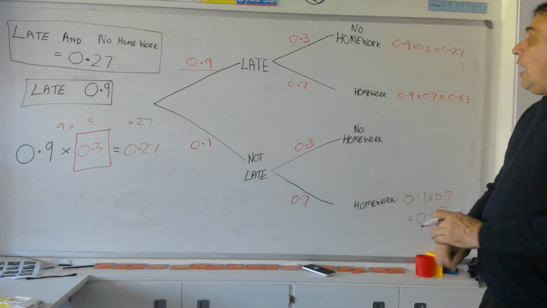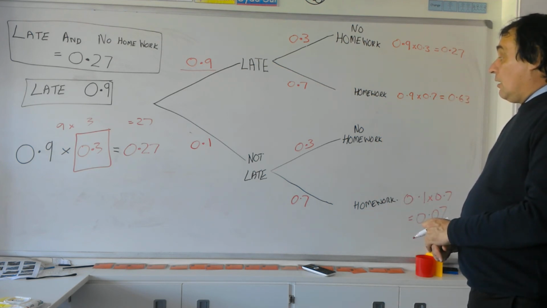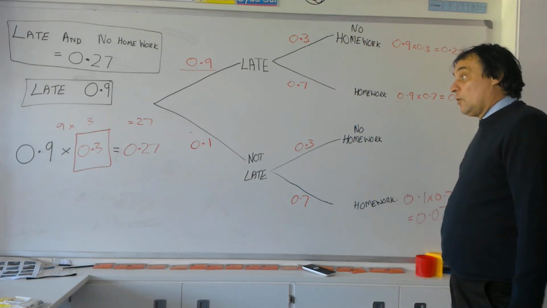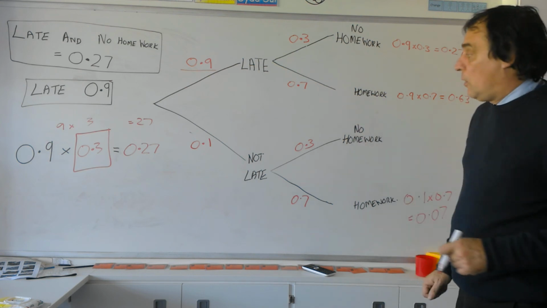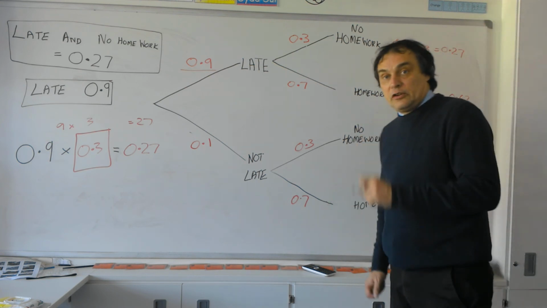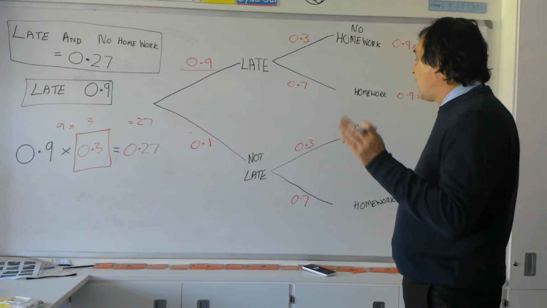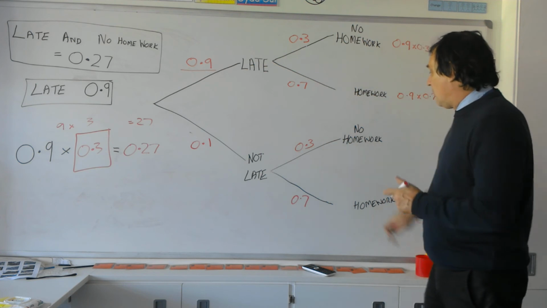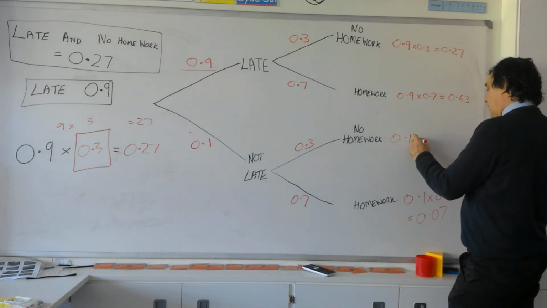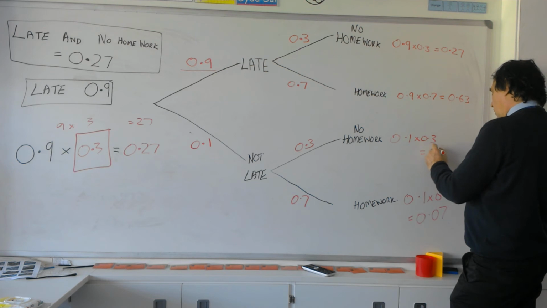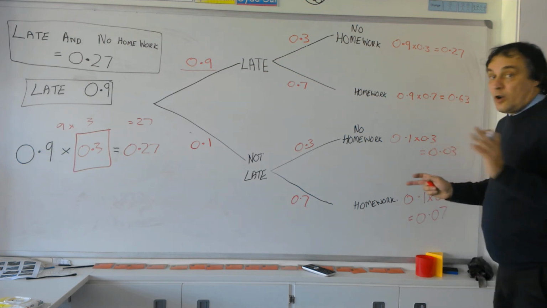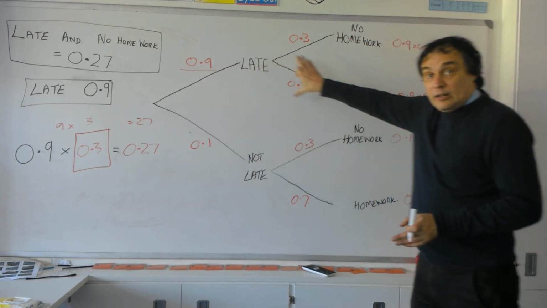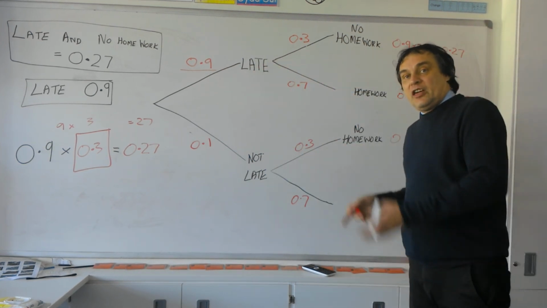Right, they could ask right at the end, not late and not handing the homework in. Just to finish it off, that's one branch they could ask you about. So if you wanted to know the probability of being not late and not handing homework in, it will be 0.1 multiplied by 0.3, 0.1 times 0.3, and that will give you 0.03. So you could work out any branch you want or any combination they asked you just by multiplying along the branches based on the numbers that you've put in.